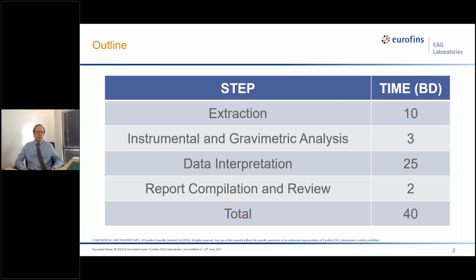In your study, the first thing that's going to happen is the extraction, right? You have to prepare the device and perform your extractions. For 3 cycles, this takes about 10 business days. After that, there's the instrumental and gravimetric analysis, which usually takes about 3 business days. The next step is the data interpretation, and this can take about 25 business days. In my opinion, this represents the most hands-on time from the chemists in getting from the start of the project to the end. This is also where we can see variability in the overall timeline of the project.